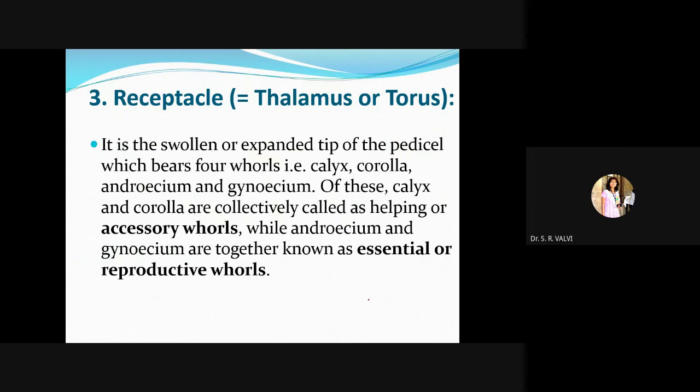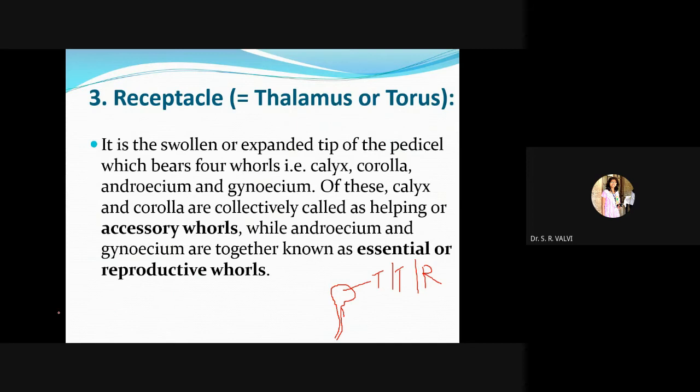Thalamus or torus. So we have just seen that this receptacle or thalamus or torus is nothing but what? This is the swollen portion of the tip of the pedicel, right? Pedicel is nothing but the stalk of the flower, right? So this swollen portion is called the thalamus. It is also called the torus. It is also called the receptacle. All these names you must remember.